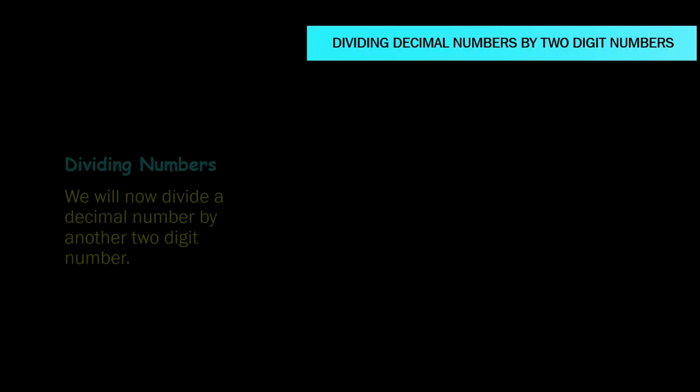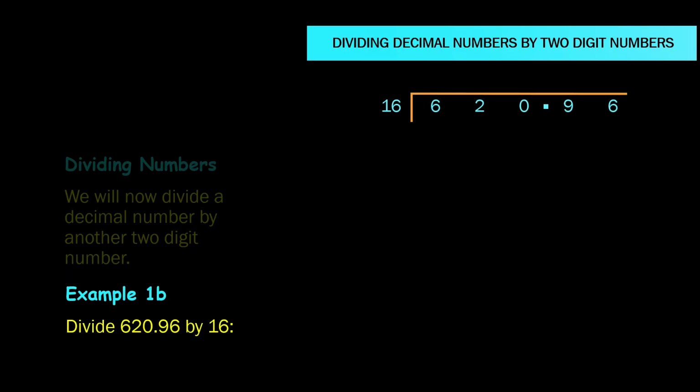We now divide a decimal number by another two-digit number. Let's look at another example. Divide 620.96 by 16. Set up the division as shown and begin on the leftmost end of the decimal number. Check how many times 16 goes into 6. Clearly, there are no 16s in 6, so we put nothing here. Now check how many times 16 goes into 62. There are 3 16s in 62, so we put 3 here.